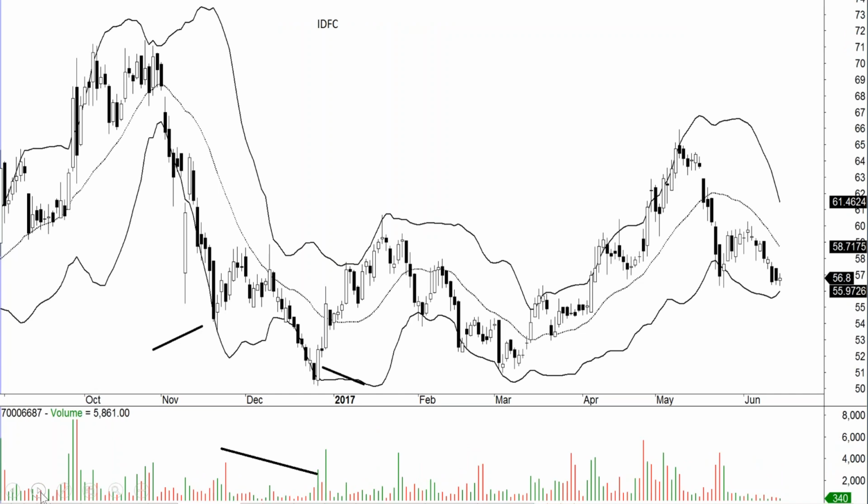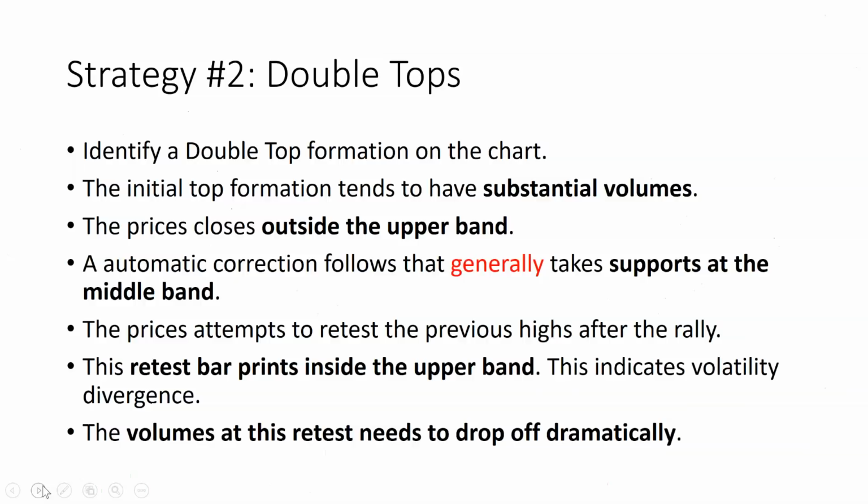IDFC. Central band, bullish engulfing, again high. Entry will be above this candle, and stop loss will be below this low. A very simple and effective technique. Every other day you will find it in the markets to trade.